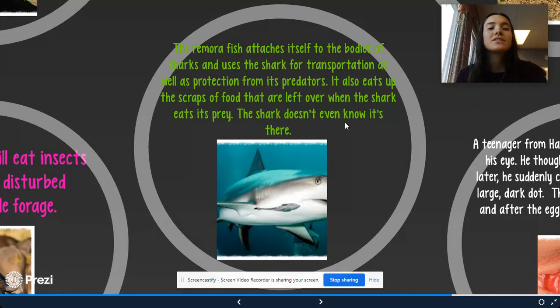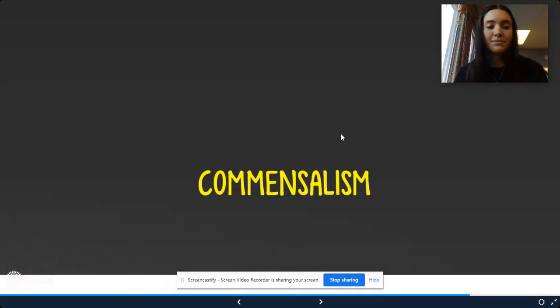The remora fish attaches itself to the bodies of sharks and uses the sharks for transport, as well as protection from its predators. It also eats up the scraps of food that are left over when the shark eats its prey. The shark doesn't even know it's there. So the shark is unaffected. We know that because of this sentence right here, the shark doesn't even know it's there. It's not being benefited or harmed, but the remora fish is being benefited. So one's benefited, one is unaffected. That would be commensalism.